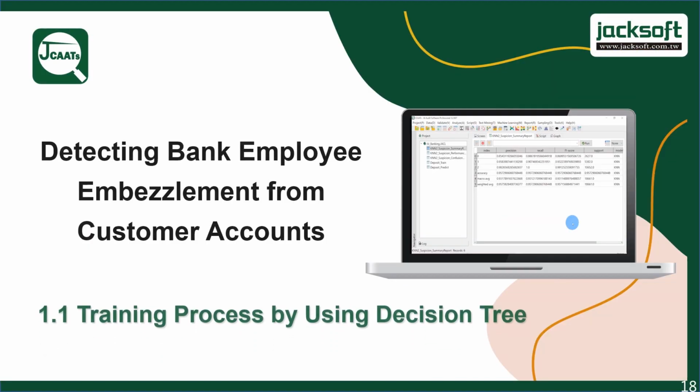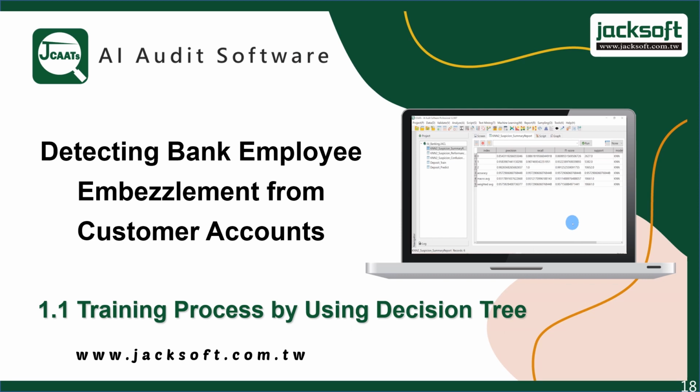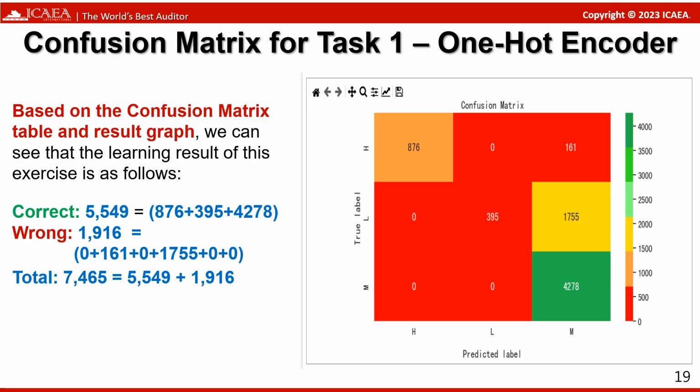Task 1: the first task is to perform the machine learning process by using the decision tree algorithm. After using the train command in JCAATs, it generated 3 different reports for users to evaluate the performance of the machine learning task. The pipeline of the machine learning process uses one hot encoder for target fields. The confusion matrix for decision tree is displayed on the screen. Based on the confusion matrix table and result graph, the auditors see that the learning result of this exercise is as follows. Correct: 5,549 records. Wrong: 1,916 records.